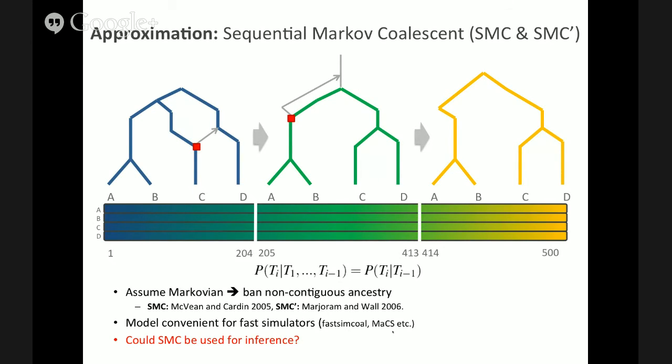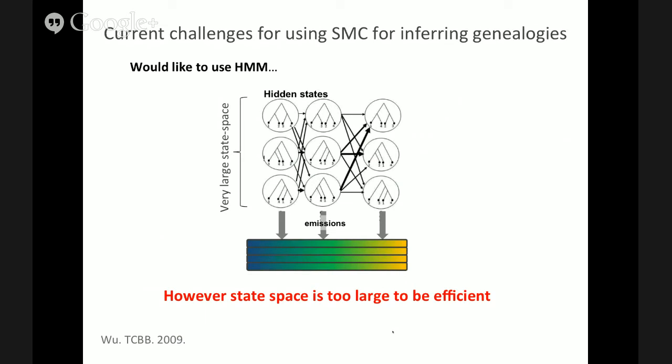So then the question is, could we also use these models for inference? Could we infer an ARG? Could we infer local trees given just the modern sequences? If so, then we could do a lot of the applications that I previously discussed. All right, so it's a Markov process. Maybe an HMM could be used to do inference.